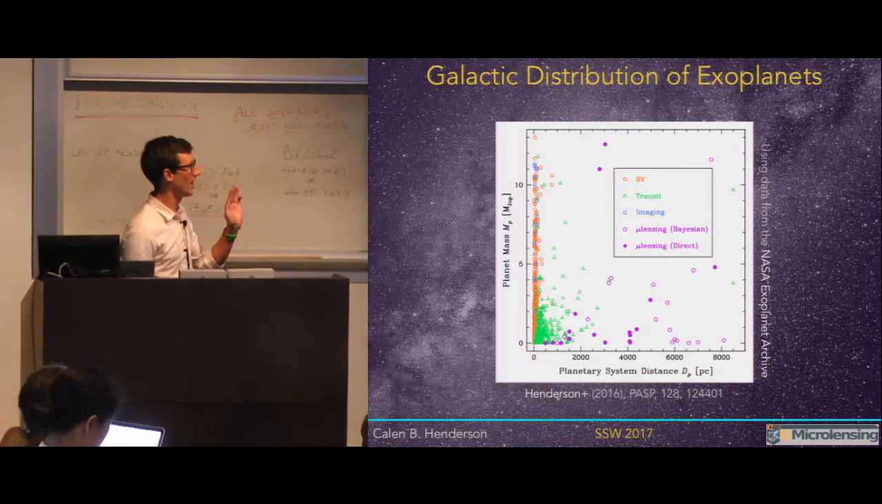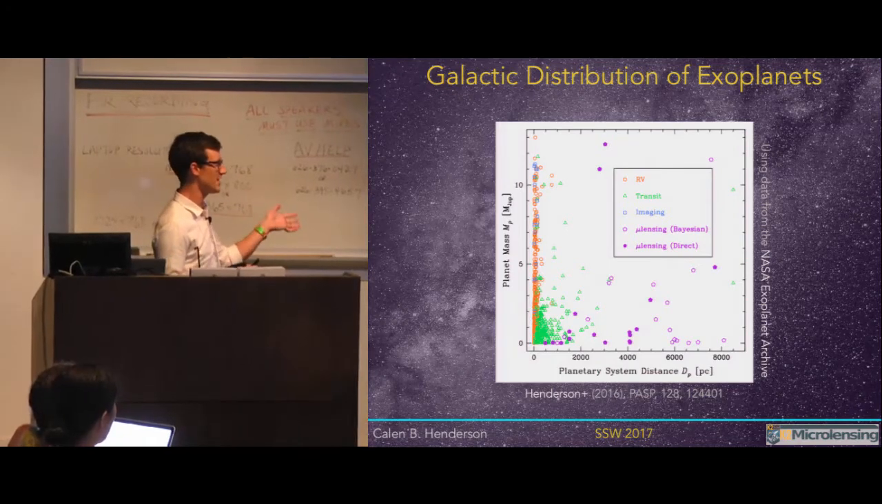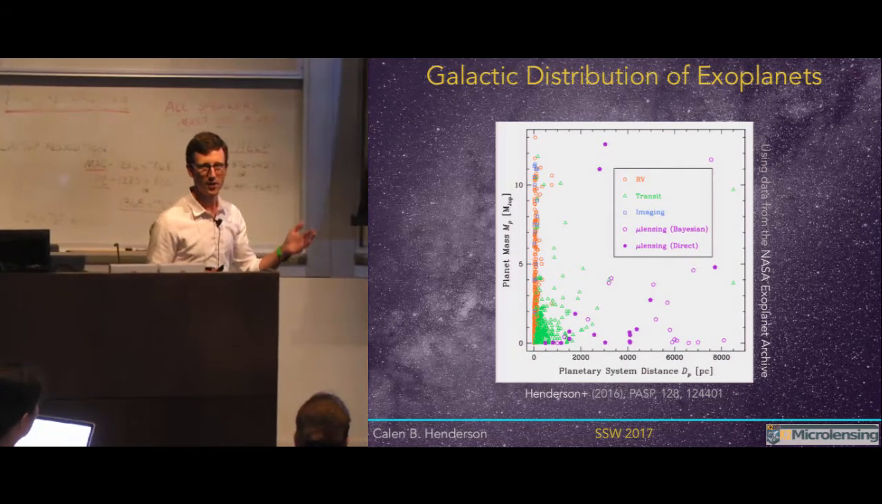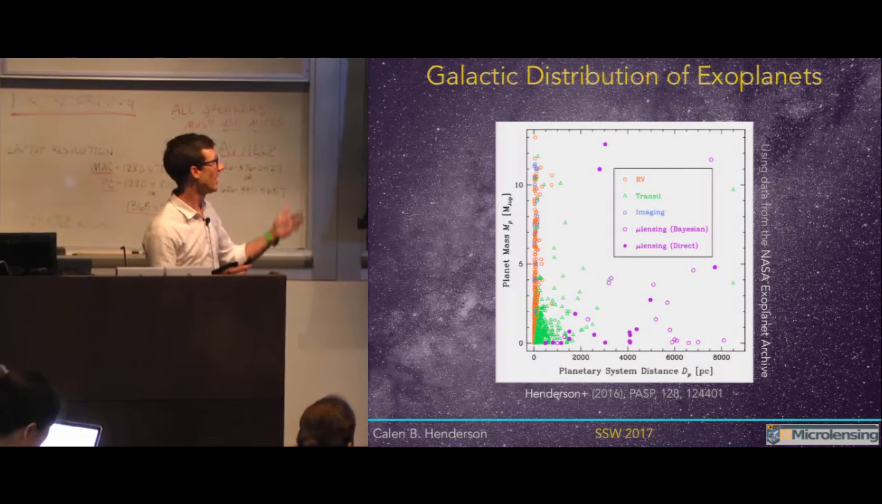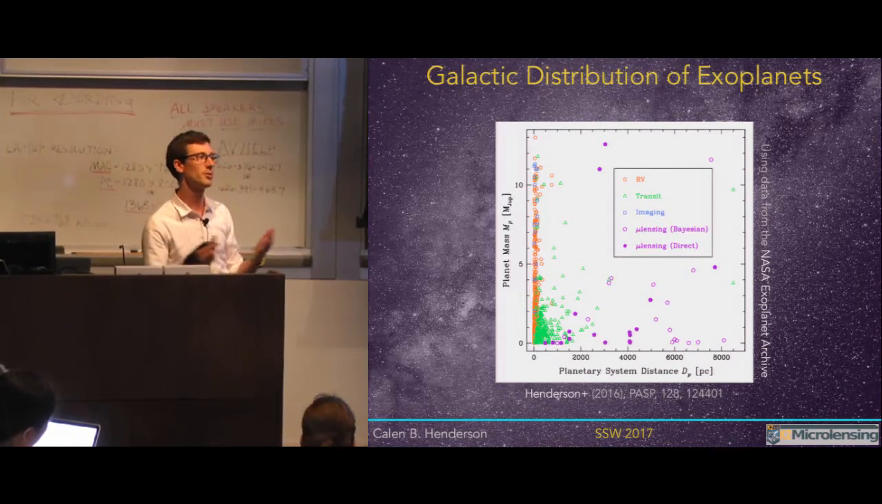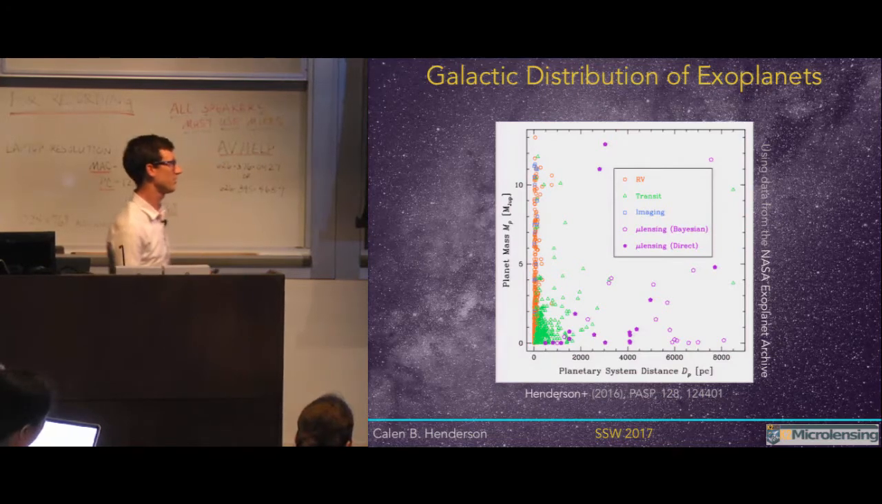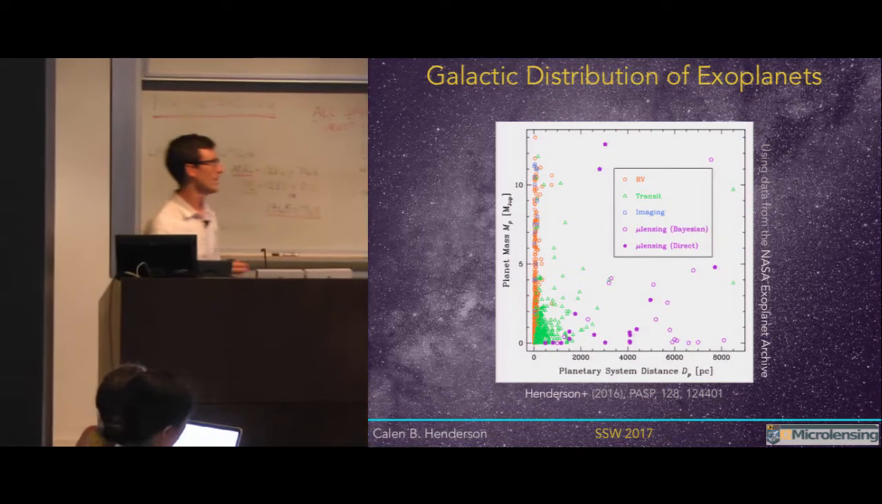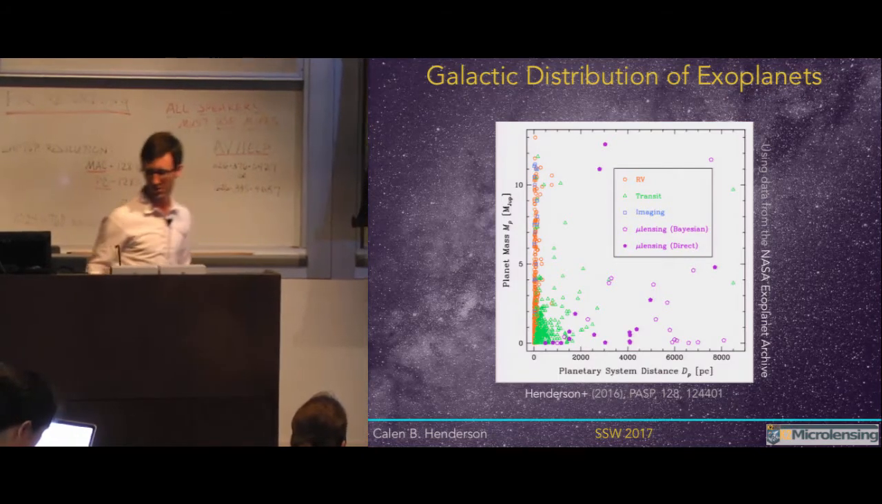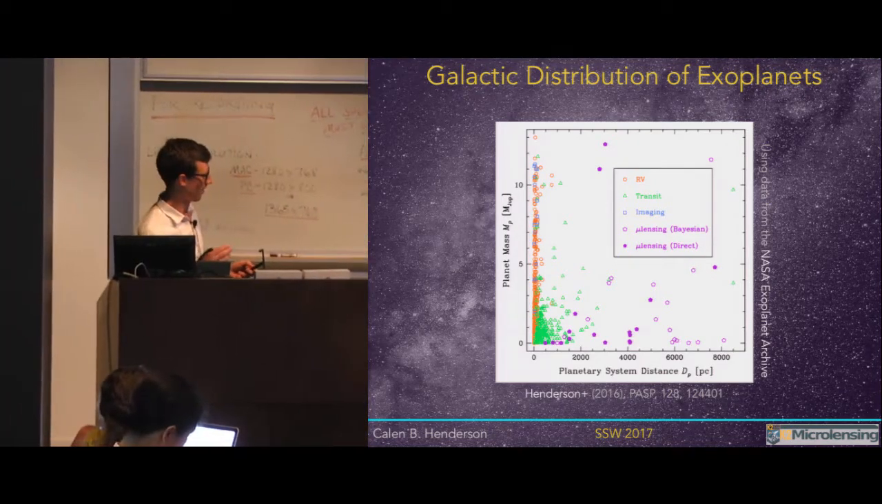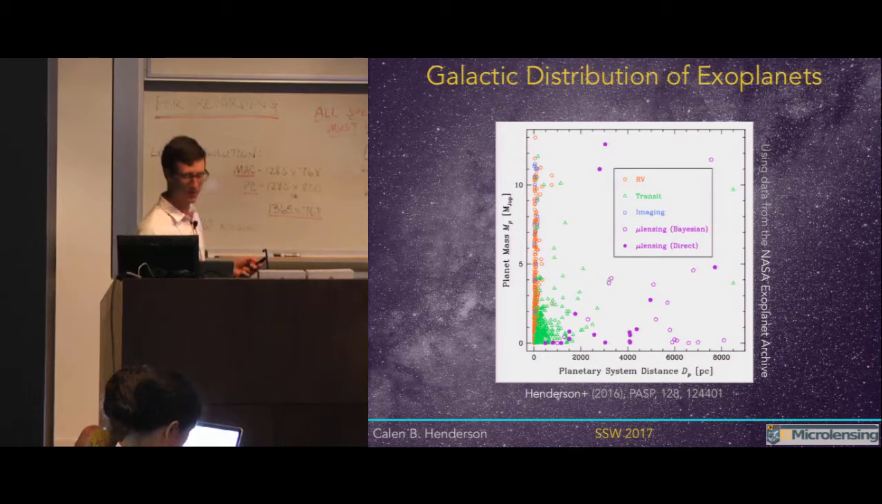So once you go to a planetary system distance, d_p, greater than 1 kiloparsec, the fraction of detections that are from microlensing rises to about 40%. And if you're talking about systems that are 2 kiloparsecs away or farther, it goes to about 70%. And this is one of the strengths of microlensing, as we've seen earlier, being able to probe across a wide range of heliocentric distances.